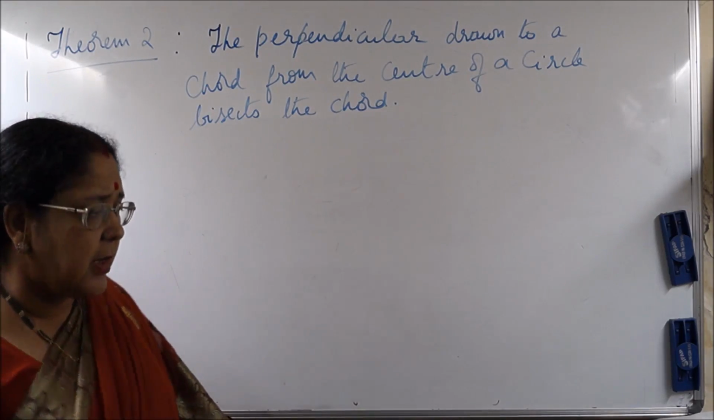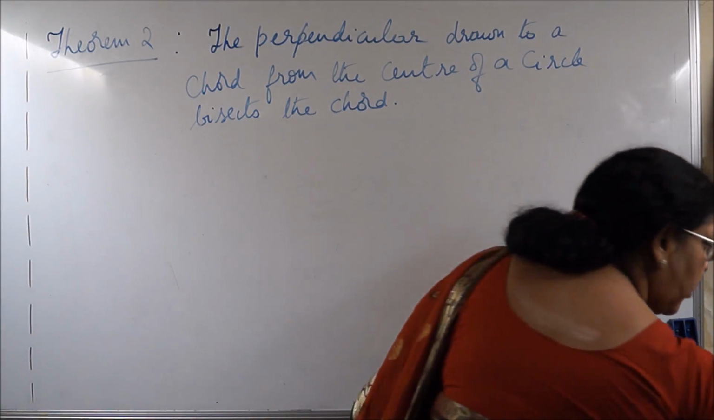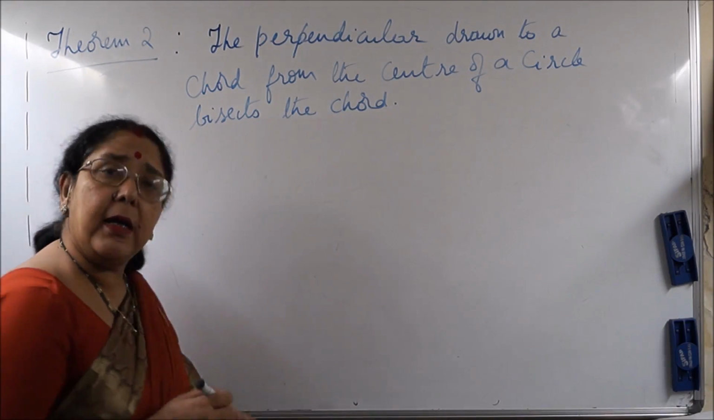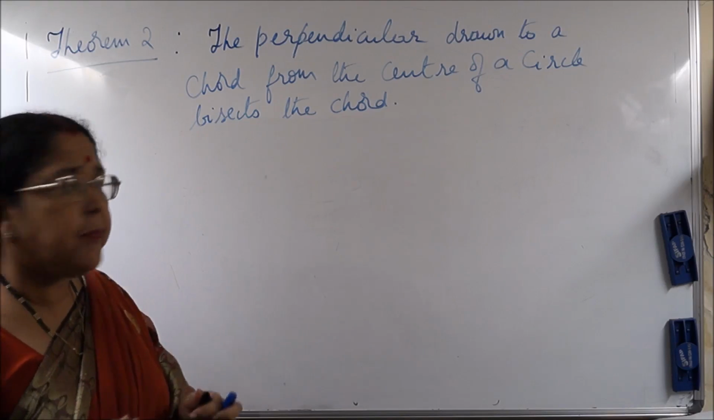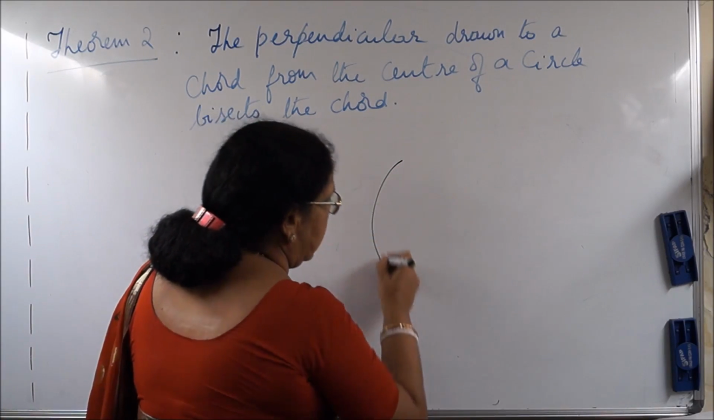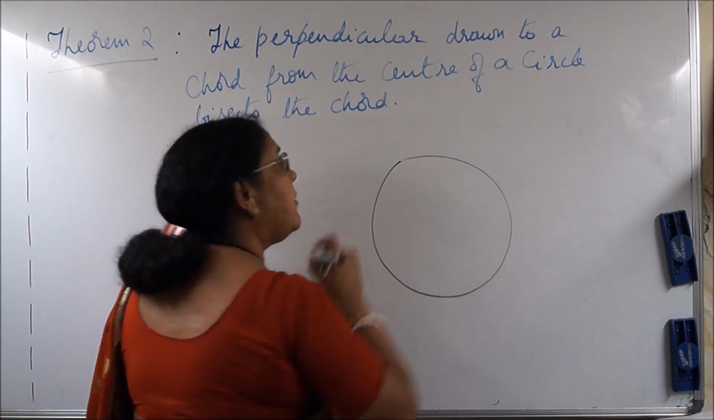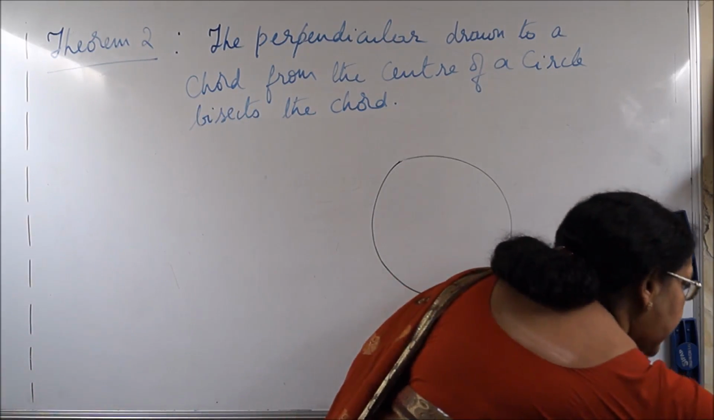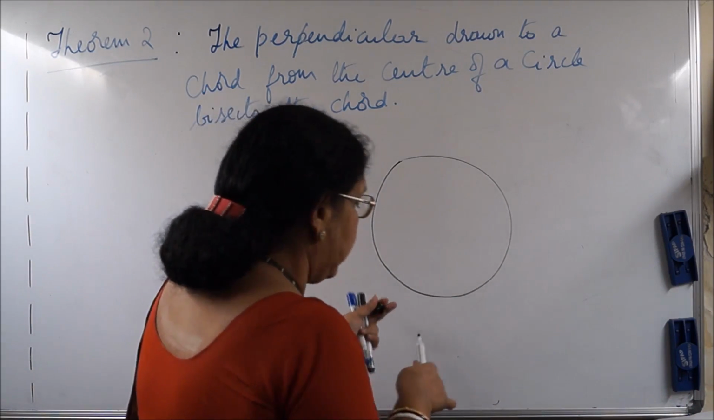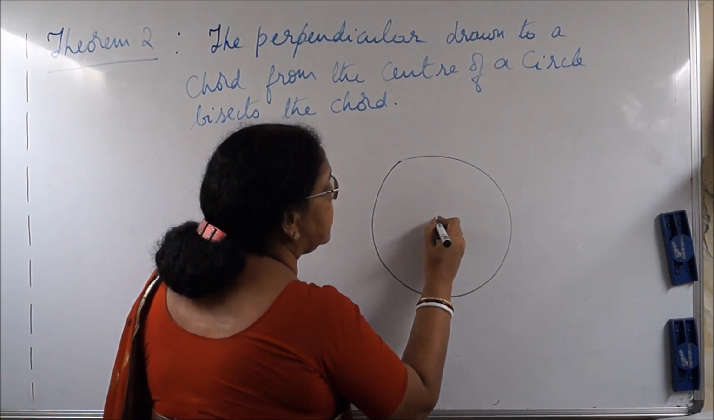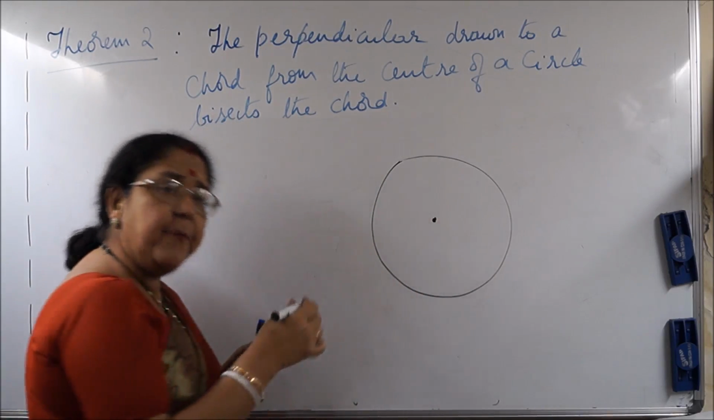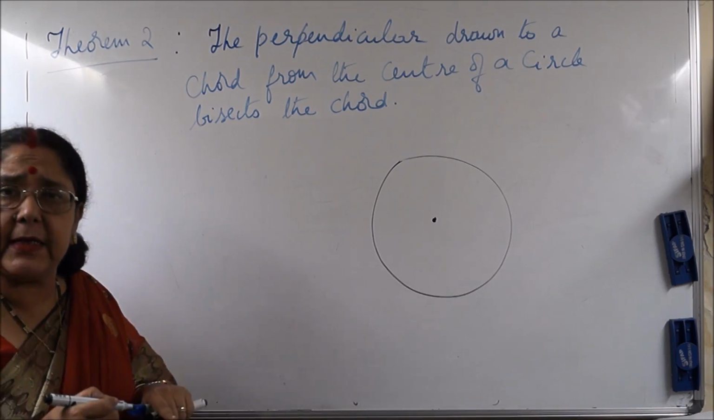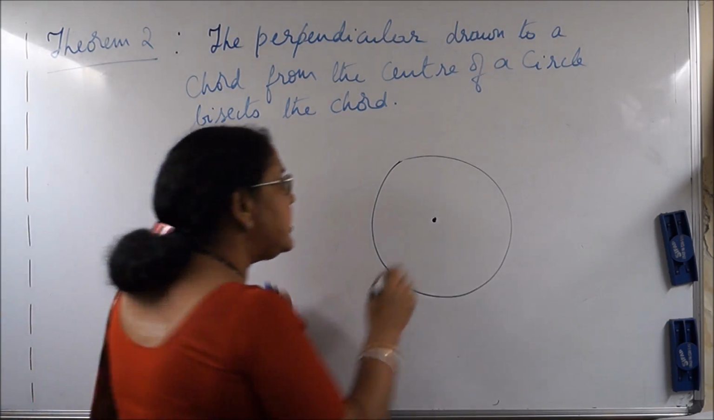So can you see what I was telling you about this converse or reverse? In the earlier part 1 we saw that the straight line was drawn from the center of a circle to a chord, but now it is said the perpendicular is drawn from the center to a chord. There we proved that the straight line drawn from the center of a circle to a chord, bisecting it, is perpendicular. Now what is given to us?